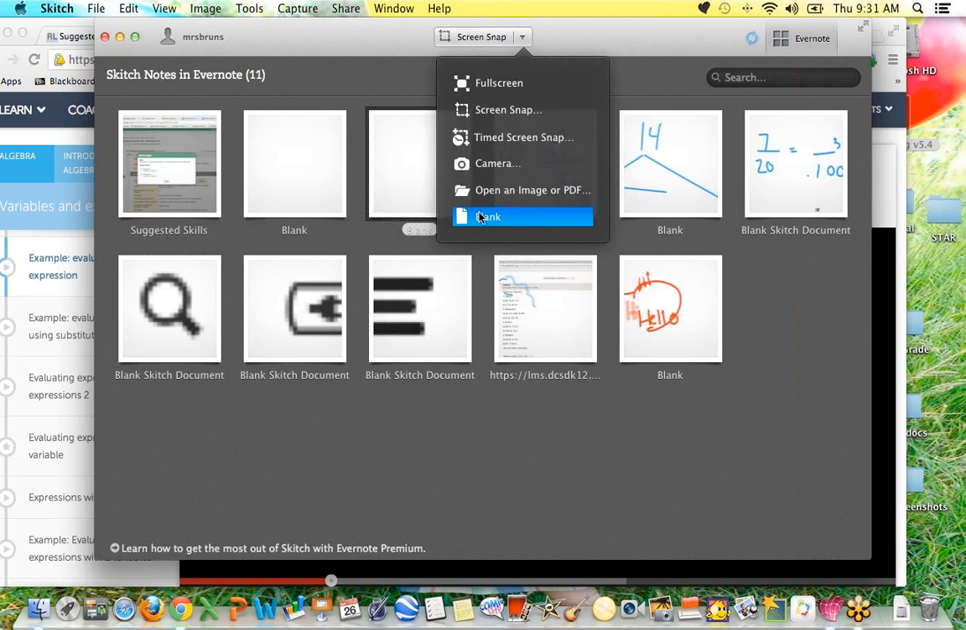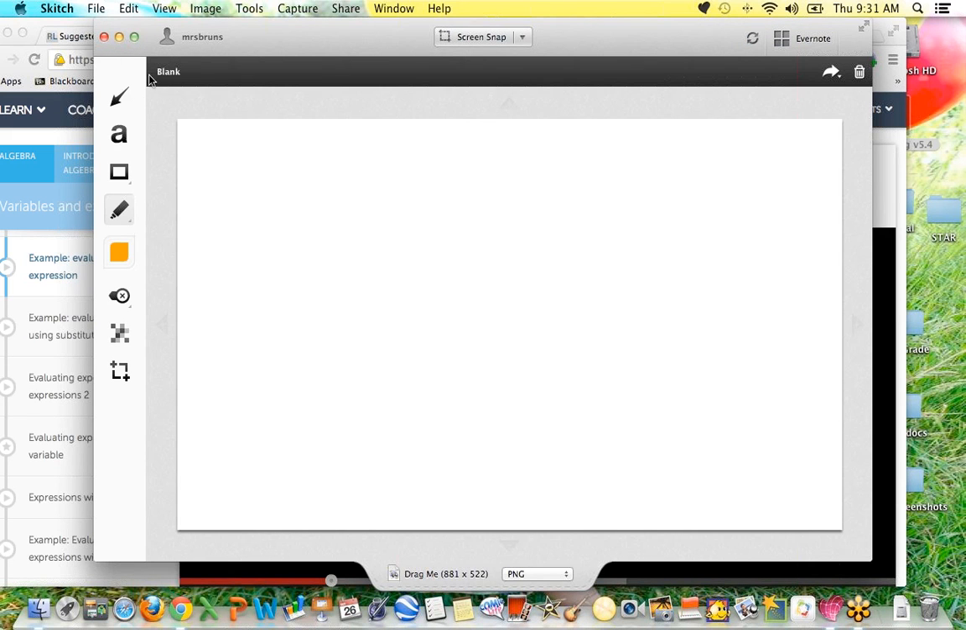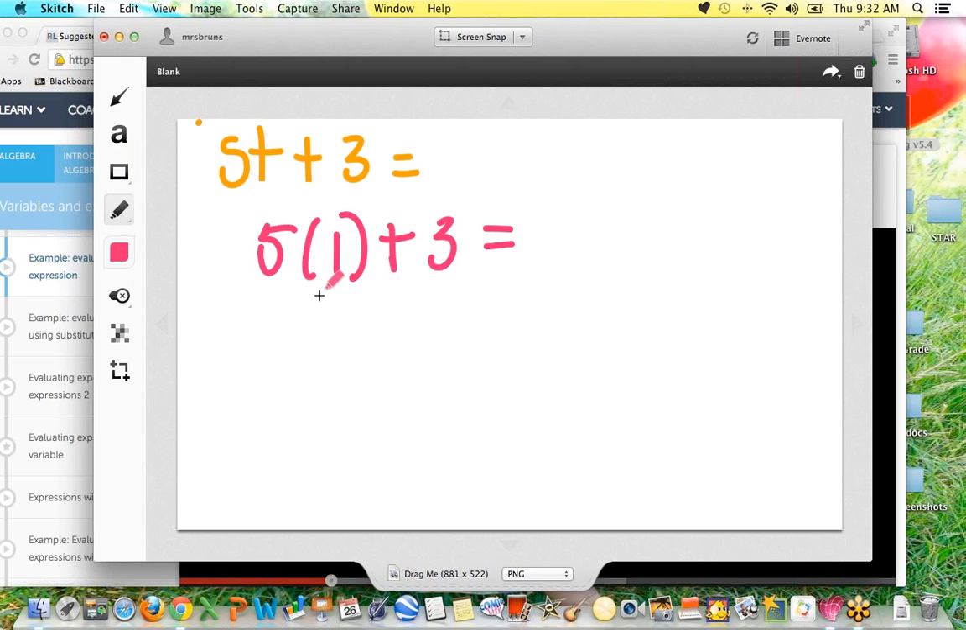There's got to be an easier way for me to get a blank screen. Whatever. All right, so our algebraic expression is 5t plus 3, and t is the number of tickets a person purchased. So let's just say that a person purchased 1 ticket in our first example. So we're going to have 5 times 1 plus 3. Order of operations tells you to do your multiplication first. So everybody, what's 5 times 1? 5 plus 3 would equal 8. Yeah, okay, so that first example is very easy.